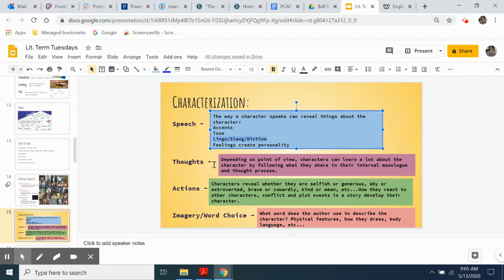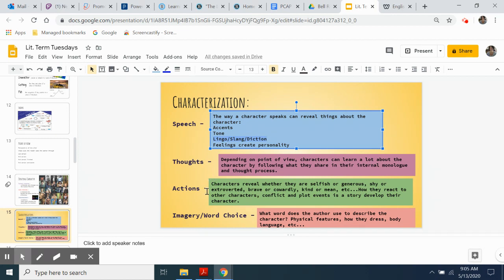So depending on their point of view, which we know is first person point of view, the characters can really teach us who they are by how they're talking to themselves. We call that internal monologue, the conversation they're having in their head, or their thought process that the author reveals to us. What are they thinking about? And what are they trying to show us about these characters by how they're thinking and what they're thinking?